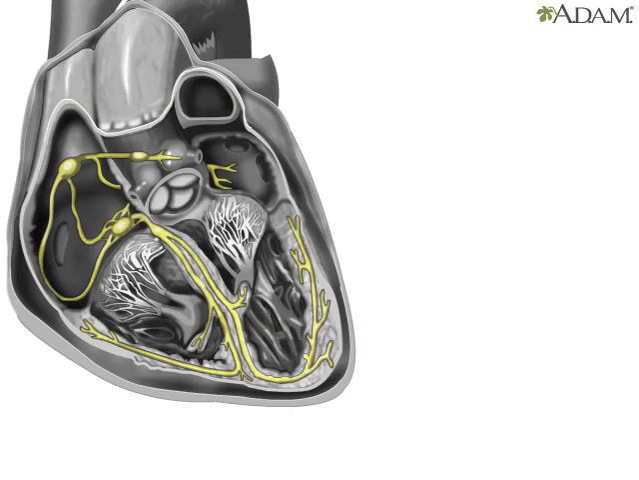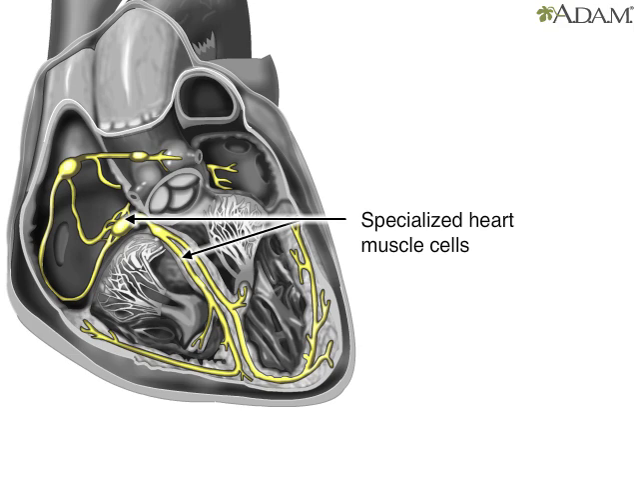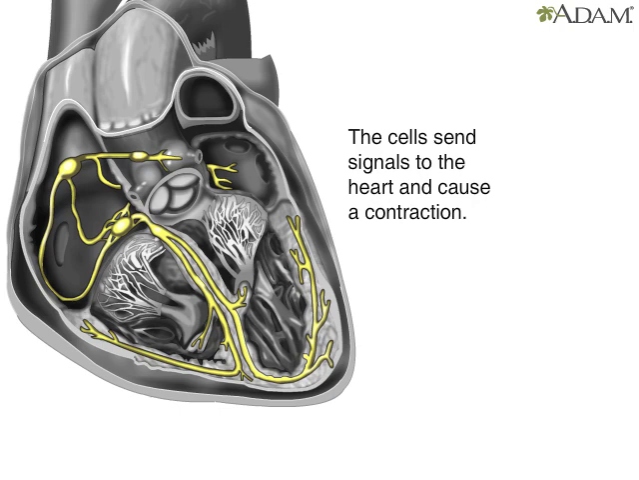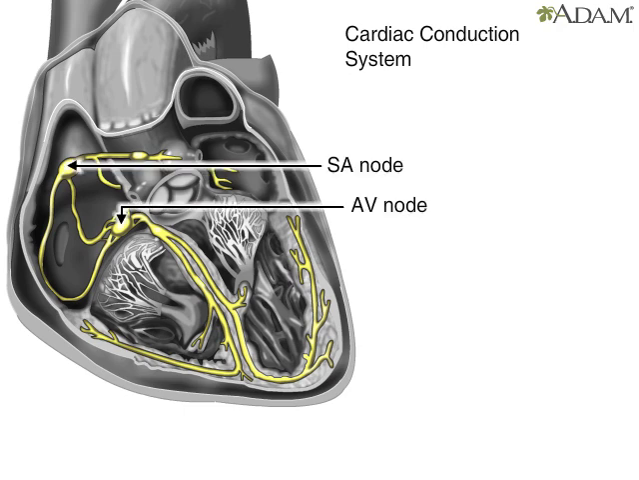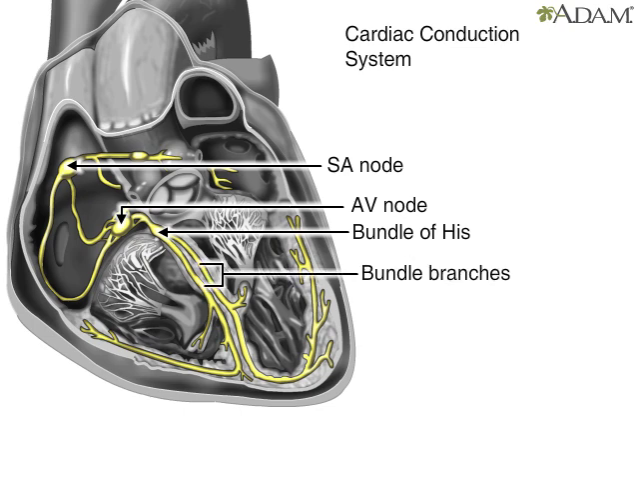A network of specialized muscle cells is found in the heart's walls. These muscle cells send signals to the rest of the heart muscle, causing a contraction. This group of muscle cells is called the cardiac conduction system. The main parts of the system are the SA node, AV node, bundle of His, bundle branches, and Purkinje fibers.